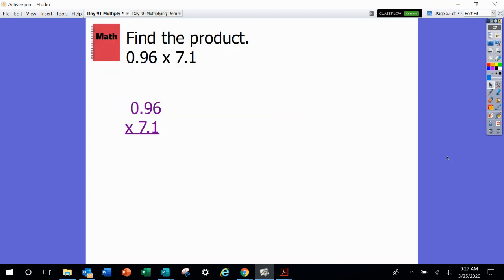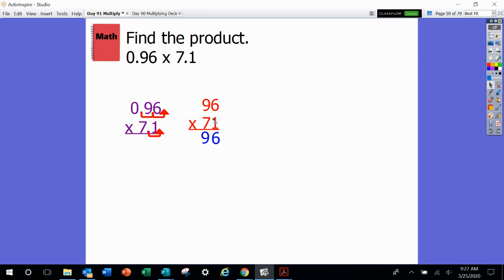So here, same idea. I move that place value out 2 times. I'm multiplying by 10, multiplying by 10, also known as multiplying by 100 to get 96. Here, I'm multiplying by 10 to get 71. I already know how to multiply whole numbers, so this is going to be so easy for me. 1 times 6 is 6. 1 times 9 is 9.